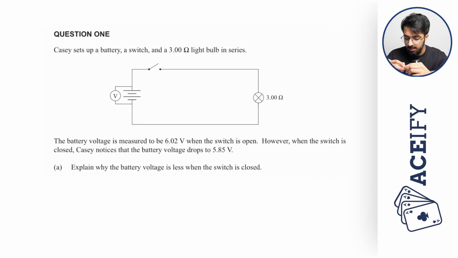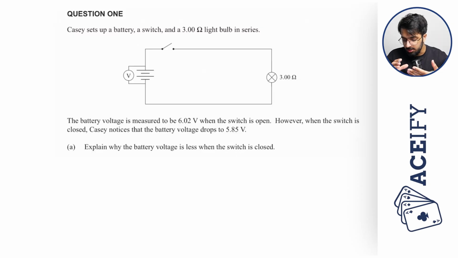Casey sets up a battery, a switch, and a 3 ohm light bulb in series. The battery voltage is measured to be 6.02 volts when the switch is open. However, when the switch is closed, Casey notices that the battery voltage drops to 5.85 volts. Explain why the battery voltage is less when the switch is closed.